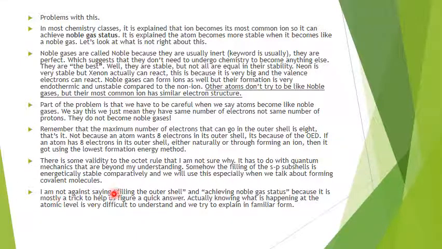Again, I am not against saying filling the outer shell or achieving the noble gas status. Okay, if you take another class or you even hear me say it, but mostly it's just a trick to help us know the answers. Just like all the elements in column 1 have plus charge. But I want to make sure that you understand the reason why is the lower energy. Okay, so that's it.